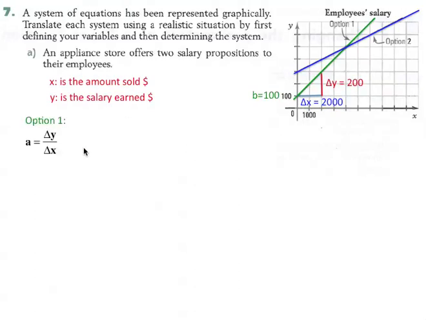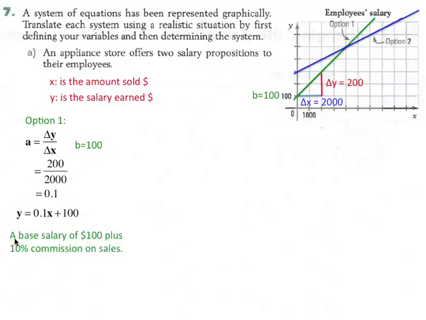So for option 1, we're saying the A is delta Y over delta X, which is 200 over 2,000, which is 0.1. Okay, and the B is 100. So we get a nice equation. Y is equal to 0.1x plus 100. All right, now 0.1 is 10%, right? So you're making 10% of what you sell. All right, that's your commission. So we're saying that you have a base salary of $100 plus a 10% commission on your sales.